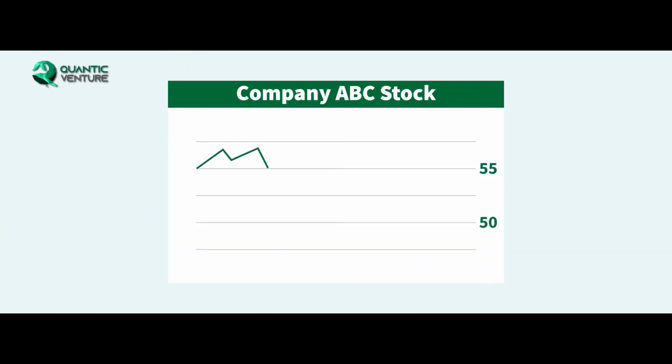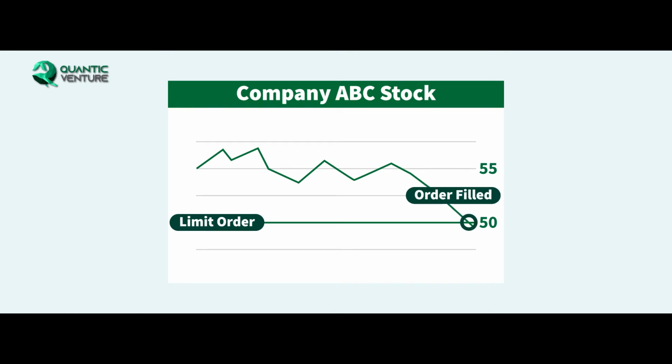Let's say, for example, that a stock is currently trading at $55, but an investor believes it'd be a good value at $50 or less. This investor could place a limit order to buy the stock at $50. If the stock does drop to $50 or below, with enough volume available at that price, the order will fill and the investor will buy the stock for $50 or less.